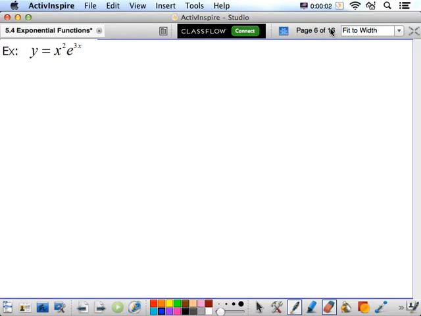Okay, guys, take a look at y equals x squared times e to the 3x. I'm going to read it again. You ready? This is x squared times e to the 3x. If I want to take the derivative of that, how do I do it? The product rule. Why? Because they're being multiplied. Because we have two variable functions being multiplied.